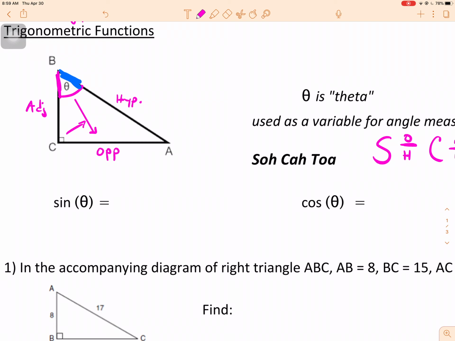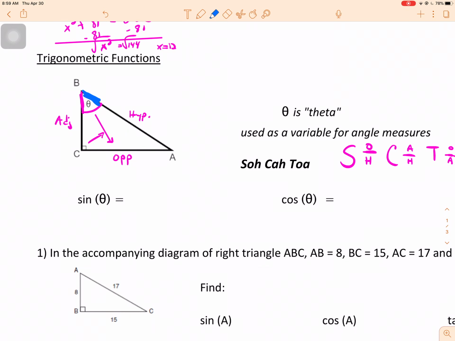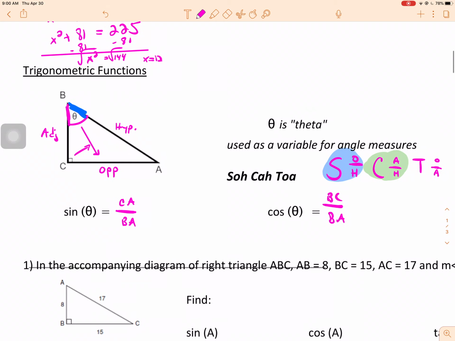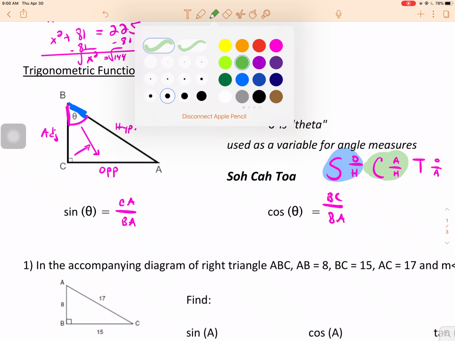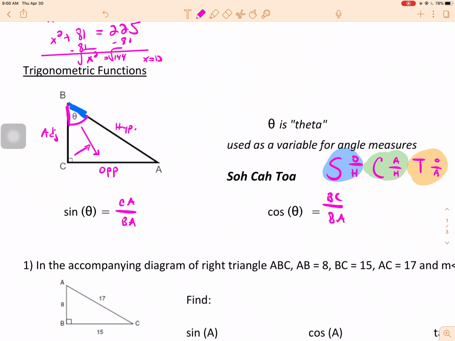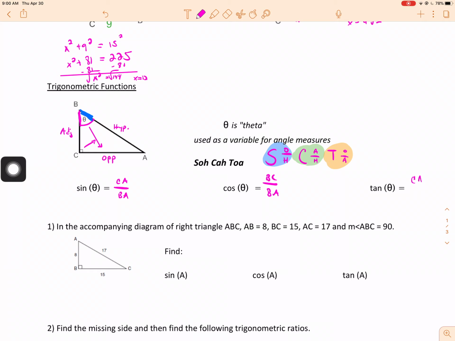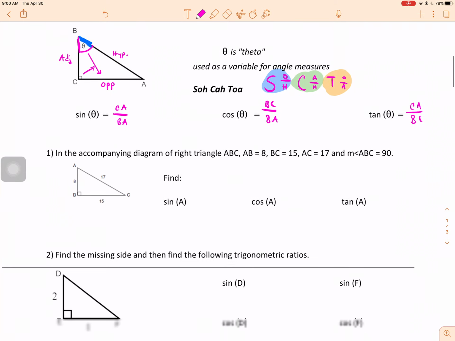So here it says sine of theta. Well, sine is SOHCAHTOA. Sine is opposite over hypotenuse. So what's opposite? That's side CA. And what's the hypotenuse? That's BA. Cosine is adjacent over hypotenuse. Adjacent side of theta, BC, hypotenuse, BA. And then tan, let's do orange, is opposite over adjacent. Opposite theta, CA, and adjacent, BC. Okay? Now, we could try it with some numbers as well.